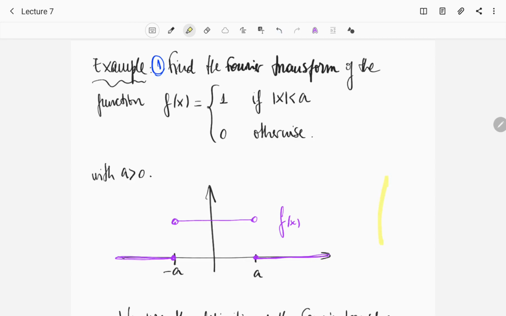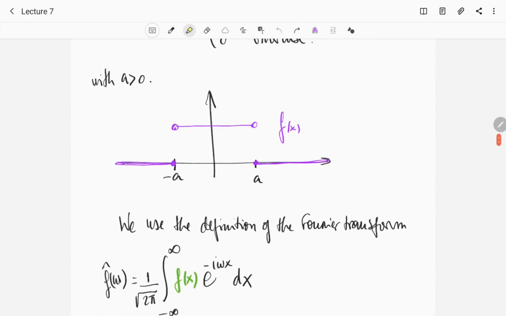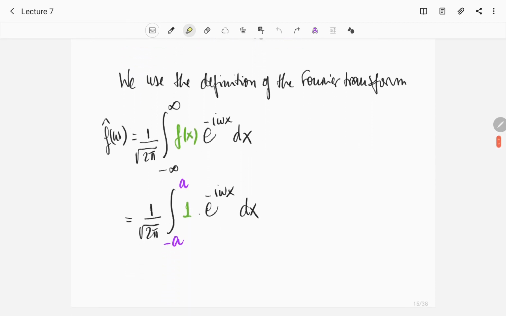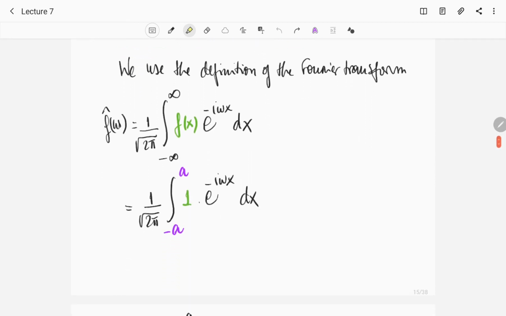So we have, this is the graph of our function. Here we have the points minus a and a, and the function takes the value 1 in the open interval minus a, a, and 0 otherwise. Okay, so we use what we have, which is the definition of the Fourier transform of a function f, and it's exactly this guy here. We can use this notation or the other one with this weird capital F.